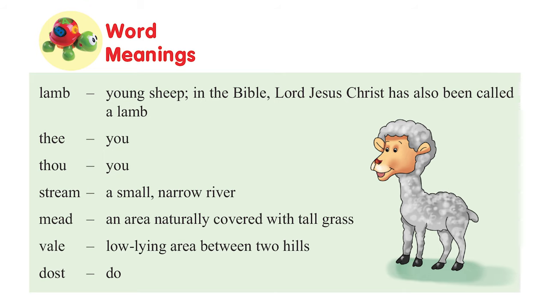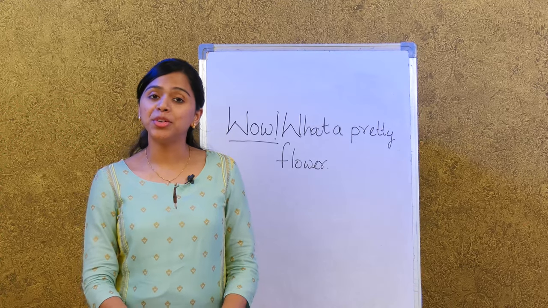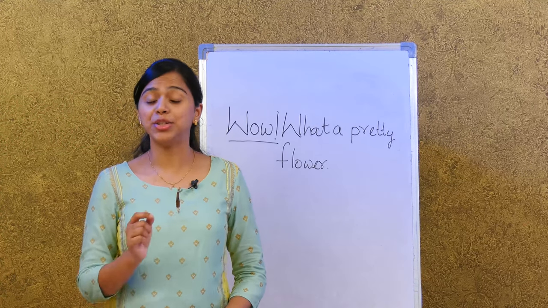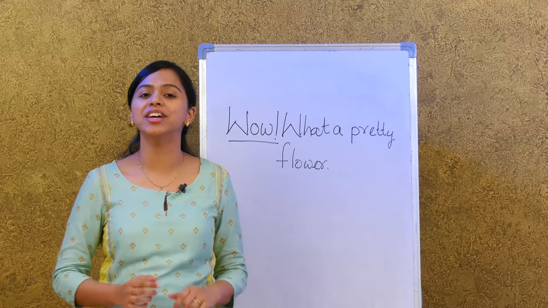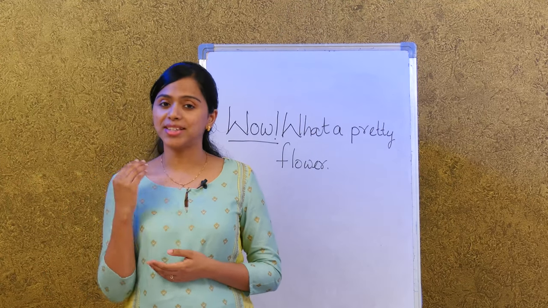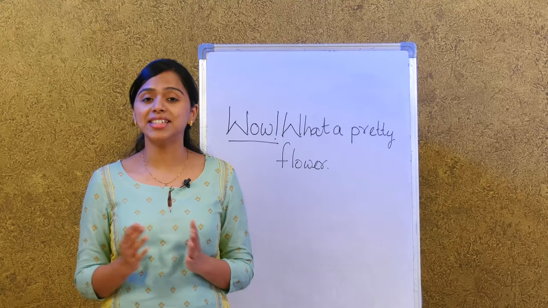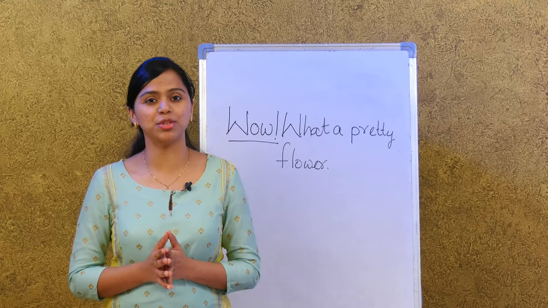Stream, a small narrow river. Mead, an area naturally covered with tall grass. Vale, low lying area between two hills. Dost means dew. Now, I'm going to read few words and you have to tell me which word rhymes. We have to look at the poem that's given and let's see which is the word that rhymes to these words.